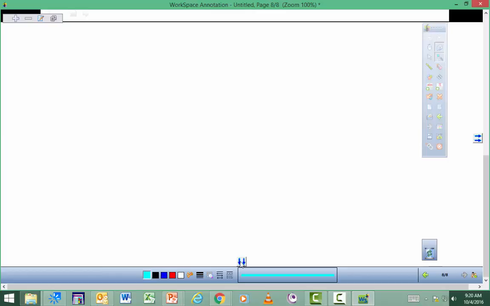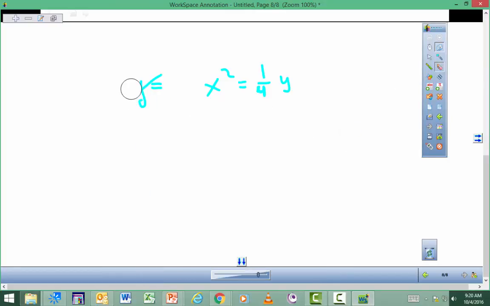Okay, so the first problem on your study guide is, excuse me, x squared is equal to 1/4 y, right? Now, what does it say on your cheat sheet? What is this supposed to look like? Guys, pay attention or else you won't get this.